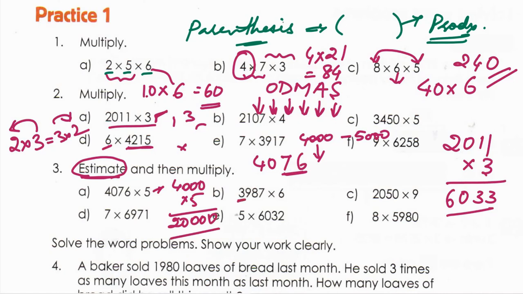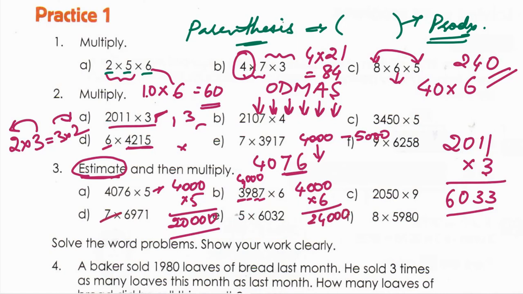Similarly, 3987 is closer to 4000. You take 4000 as your estimation and multiply it by 6. It is also 6 4s are 24, and these 3 zeros you keep in the answer.